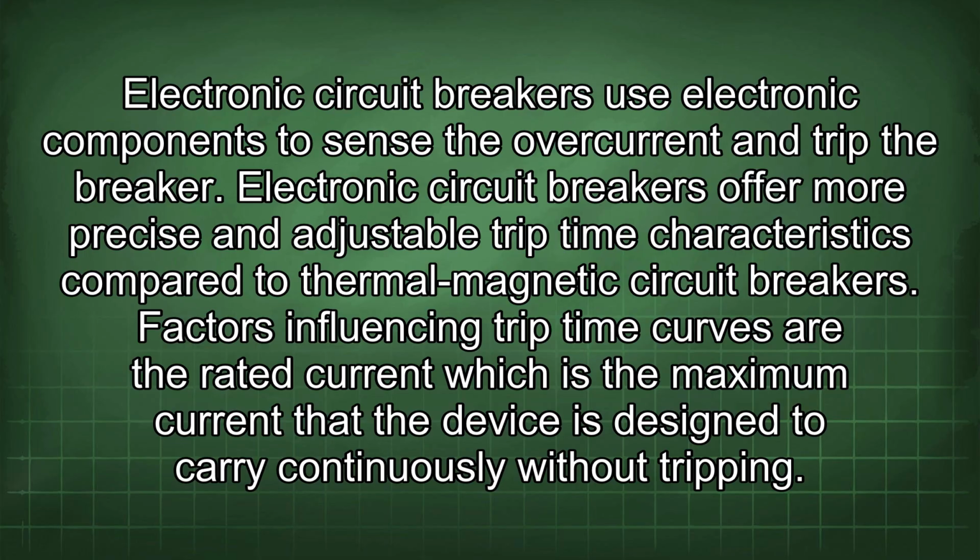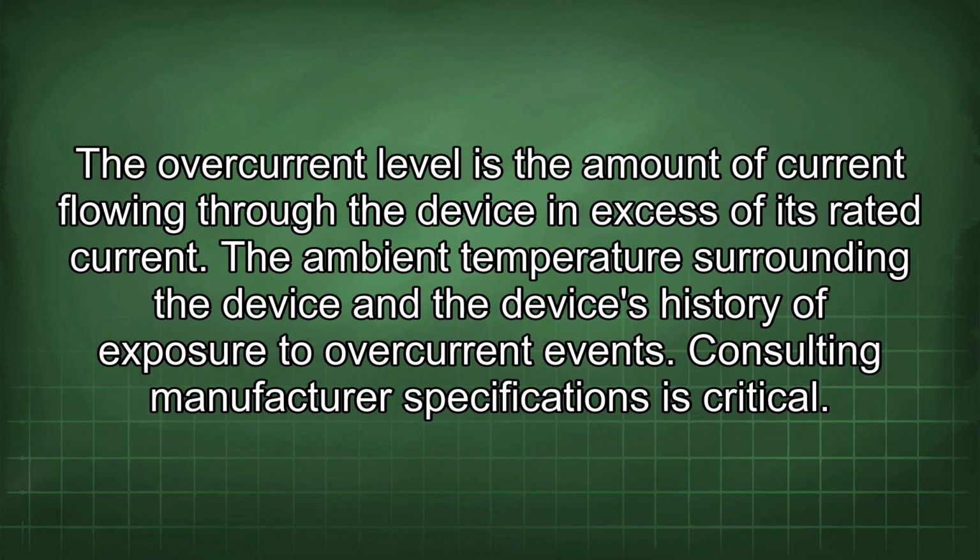Factors influencing trip time curves are the rated current, which is the maximum current that the device is designed to carry continuously without tripping. The overcurrent level is the amount of current flowing through the device in excess of its rated current. The ambient temperature surrounding the device and the device's history of exposure to overcurrent events.